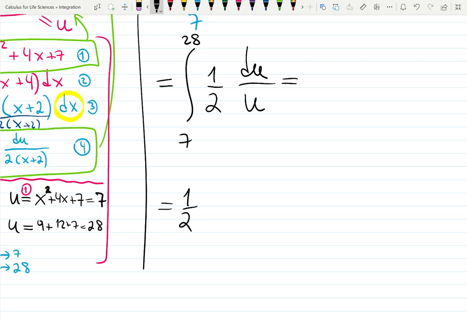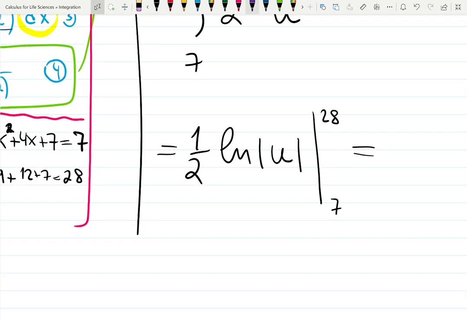1/2 stays. du over u becomes ln absolute value of u, evaluated from 7 to 28. What is new just happened from what we did before? We do not go back to the original value. We do not go back to x. We don't have to. And that's why it's different from the indefinite integral.